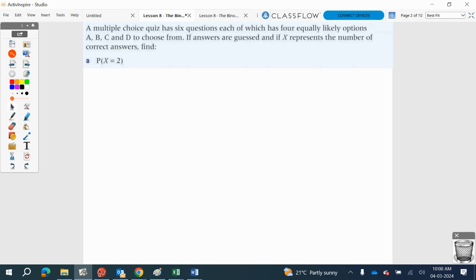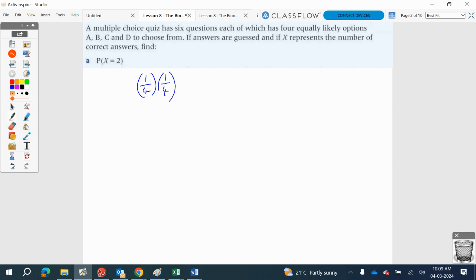So if we get the first question right, the probability of that is 1 out of 4. Let's say we get it right. If we get the second question right, what's the probability of that? 1 out of 4. So the combined probability of those two, how would we calculate that? If we wanted to get the first one right and then the second one right, 1 over 4 times 1 over 4. So we multiply it.